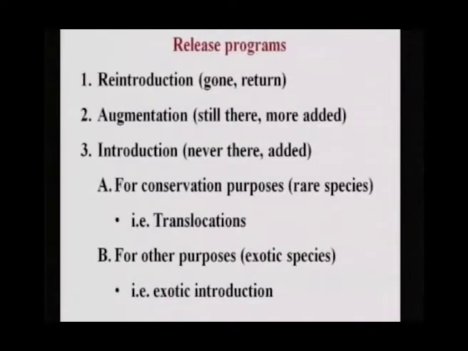So we have to reintroduce by these botanical gardens. And the second one is the augmentation program, that is still there, but in limited numbers, and we have to add more. And the third is the introduction, which was never there, but we are adding new species by hybridization. For conservation purposes, that is for rare species which are medicinally important as well as important for mankind, that is the translocations. And for the other purpose, that is the exotic species, that is the exotic introduction. So these are the three programs the government of India has adopted.